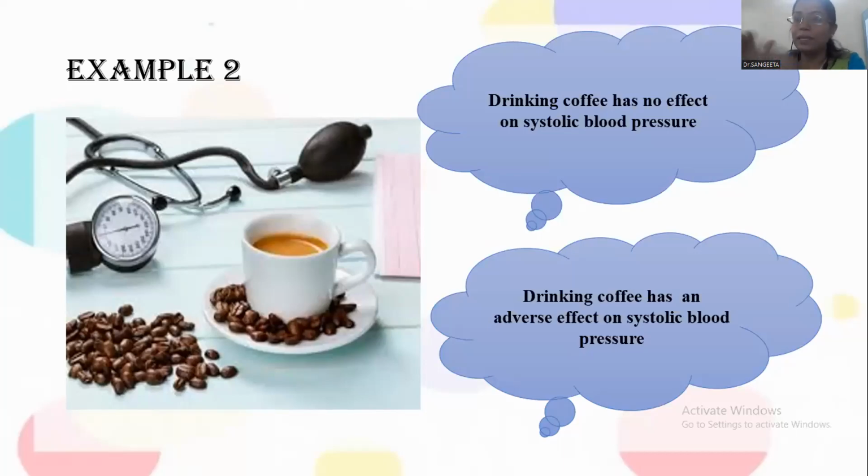So rather than playing a double game, I've shifted to one particular side. I'm telling it has an adverse effect. I'm not saying it just has an effect. I am supporting that it has a bad effect. So it is a directional hypothesis. Whenever you have a directional hypothesis, you have to use a one-tailed test.